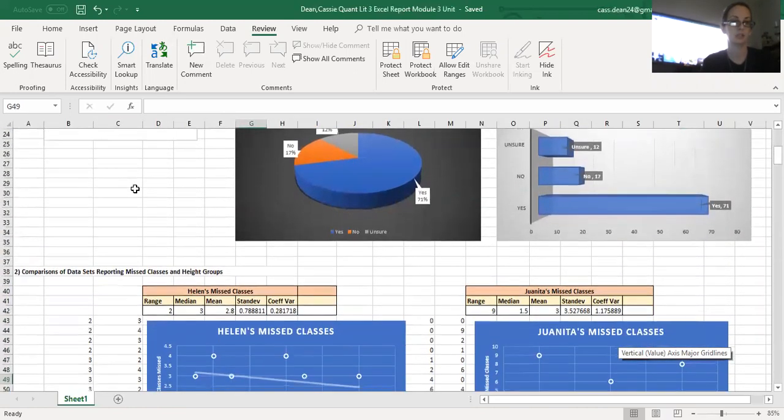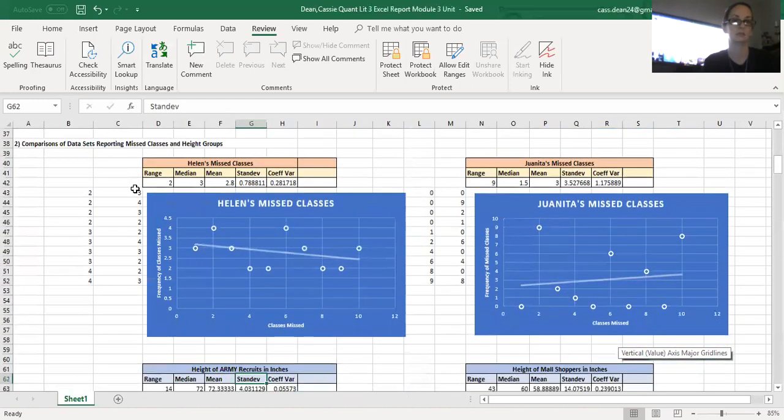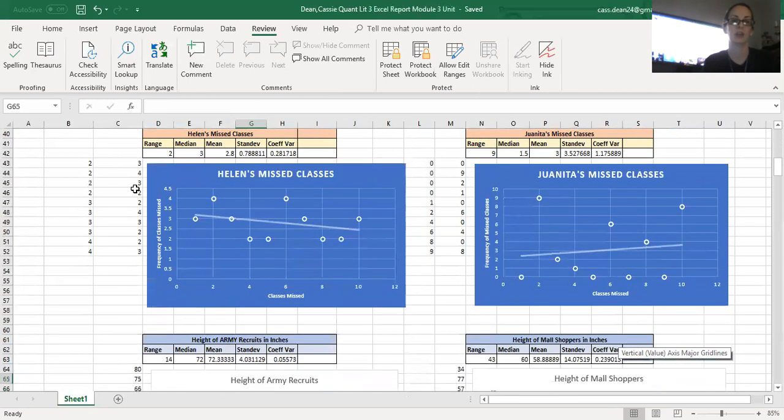This is the second one. These were comparing two different sets of data between Helen and Juanita's classes, and the height of Army recruits and wandering mall shoppers. I'm going to just say wandering mall shoppers. We're going to leave it like that. I made my charts.